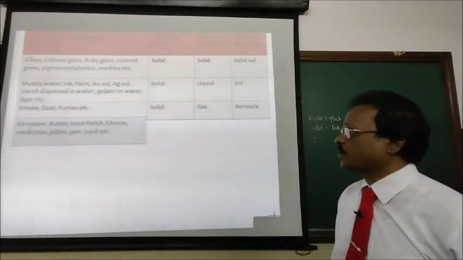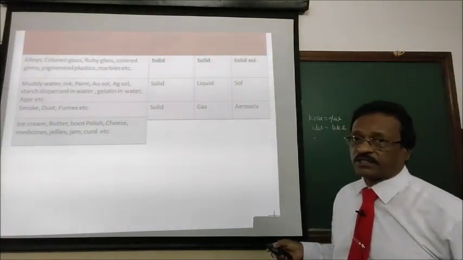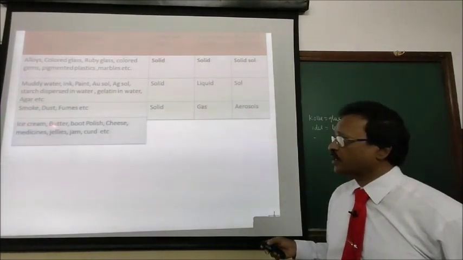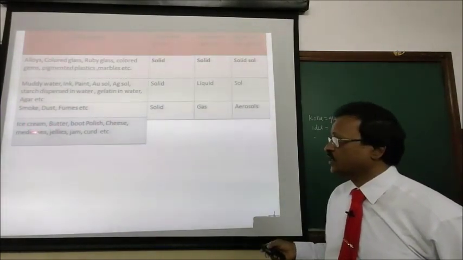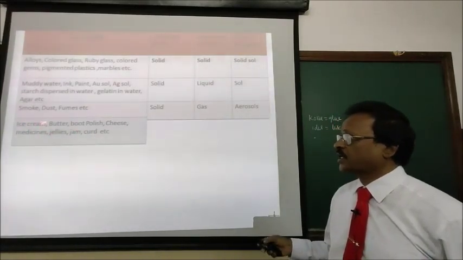Next, I will take another example: ice cream. Imagine you are very crazy for ice cream. For ice cream, we have to say what the dispersed phase is and what the dispersion medium is. Similarly, butter, boot polish, cheese, medicines, jellies, jam, curd. So take a simple example, ice, and you can apply it to the other examples.